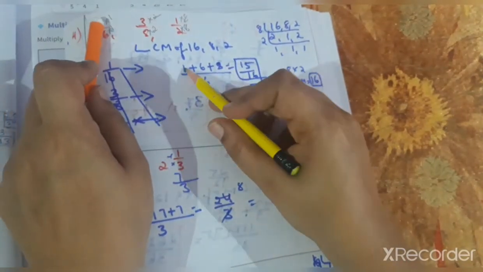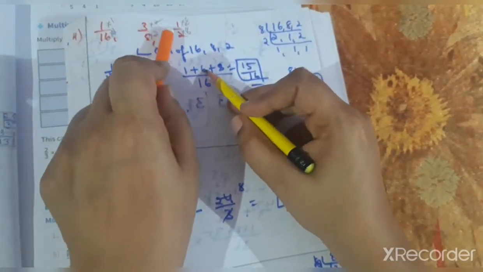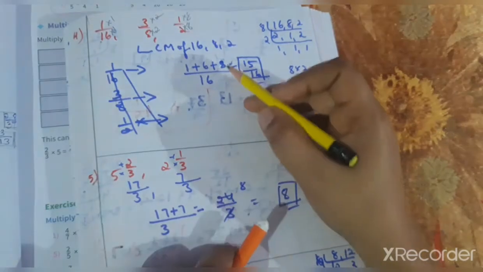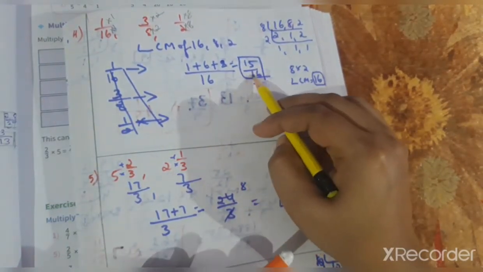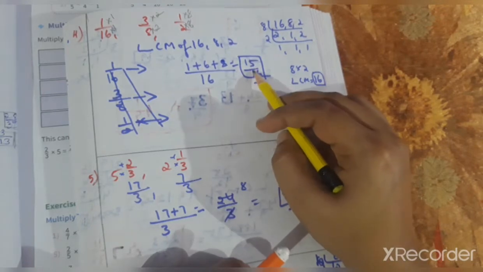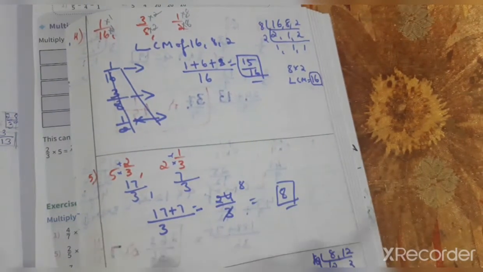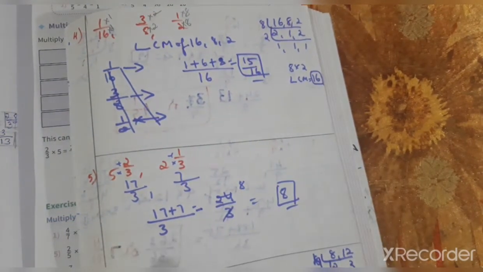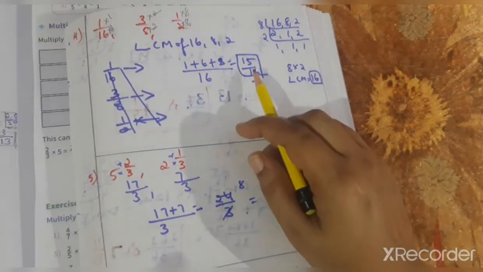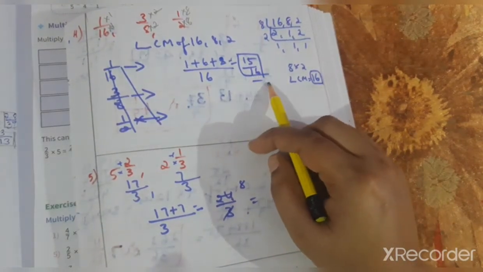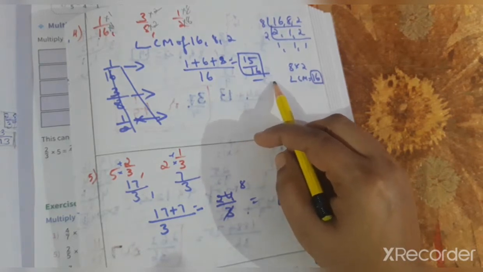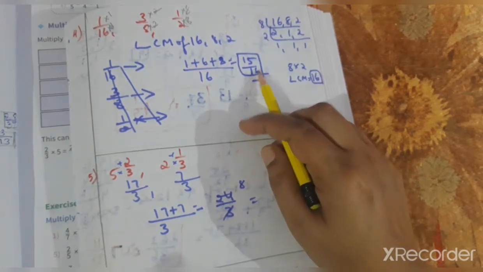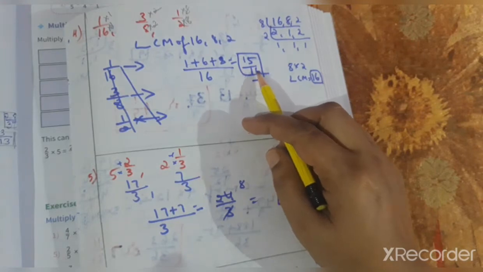Now 1 1s are 1, plus 3 2s are 6, plus 1 8s are 8. Numerator we have to multiply. 1 plus 6 plus 8 is 15, divided by 16. So the addition form is 15 by 16. Here this is a proper fraction, so we can't convert a proper fraction into a mixed fraction. Only an improper fraction can be converted into a mixed fraction. Denominator is greater than numerator, so this is a proper fraction.